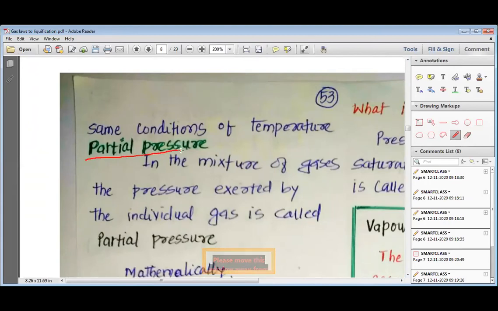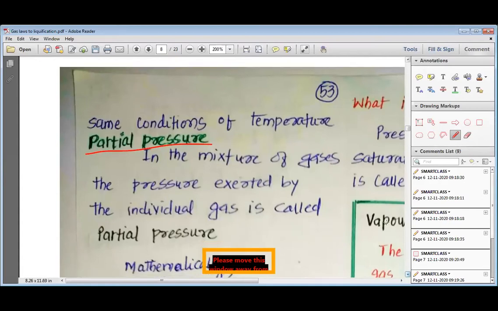So suppose I have two gases, gas 1 and gas 2, and if I fill them in the volume of V separately, then the pressure exerted by them is known as the partial pressure. Now I mix both of them in the container having the same temperature, same pressure and same volume.